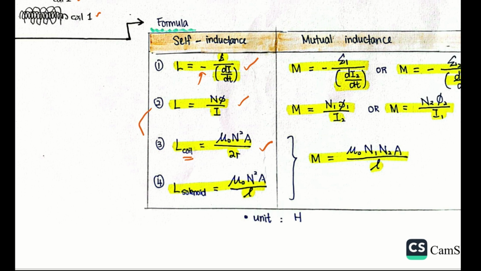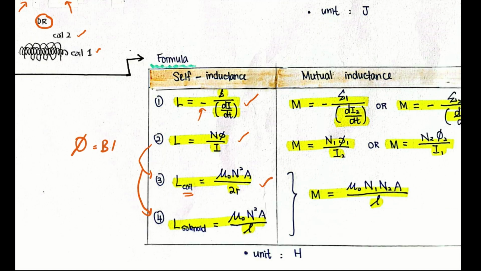Equation number 3 and equation number 4 are actually derived from the equation L equals n phi over I. We expand the magnetic flux as B A cos theta, where B here refers to the B of the coil or the B of the solenoid. You can refer to the equations from chapter 4. Then that's how you get these two equations.